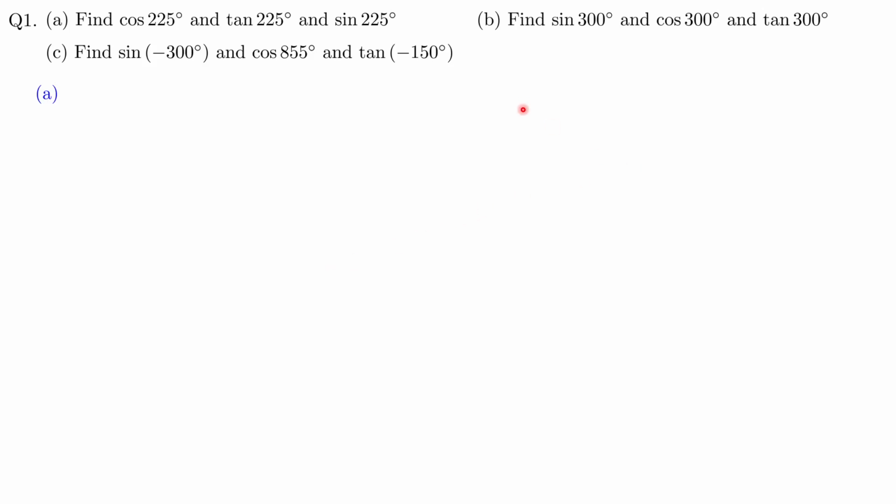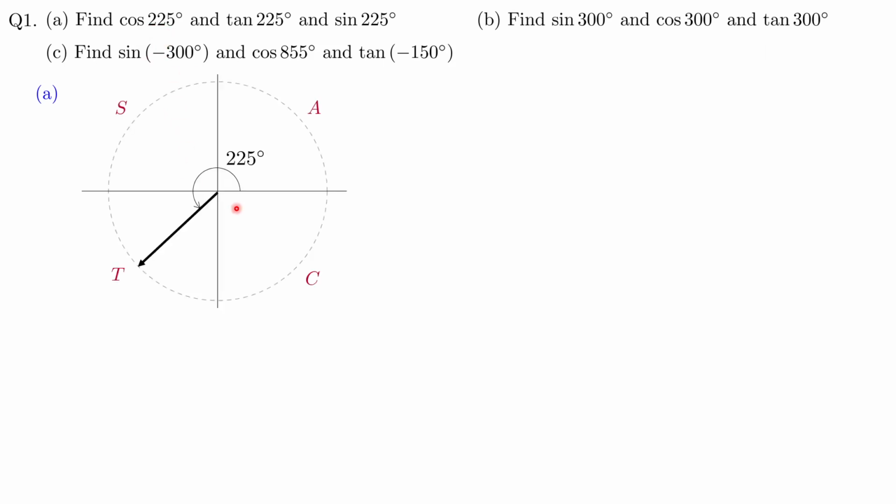Now let's look at some more calculation questions. So firstly, we are asked to find cosine, tan, and sine of the angle 225. Very first step in all these questions is don't worry so much about the trig ratios. Let's just draw and get a visual of the angle in the problem first. So here's the angle 225. It's some angle in the T quadrant over here.